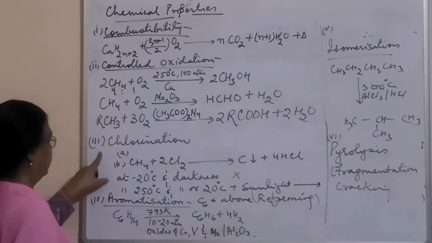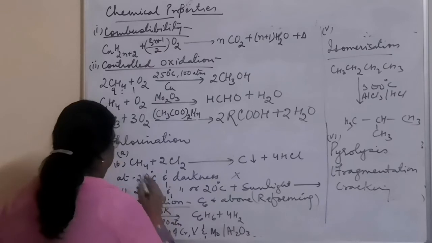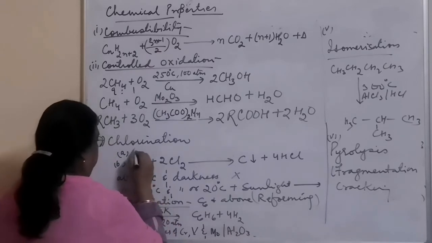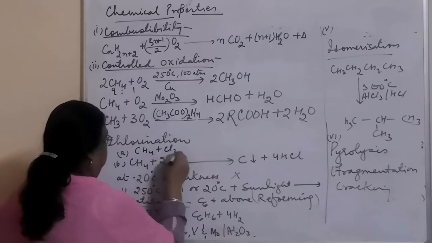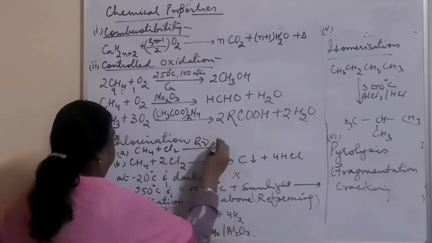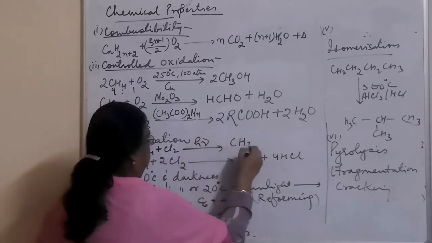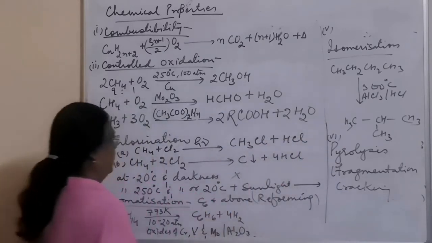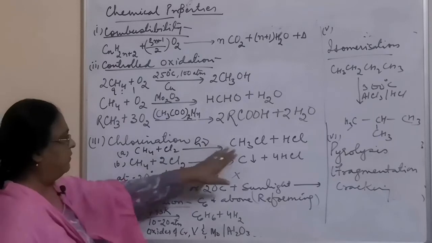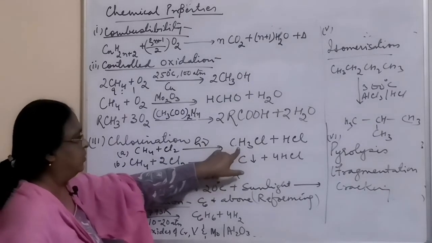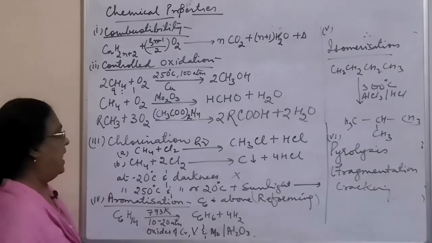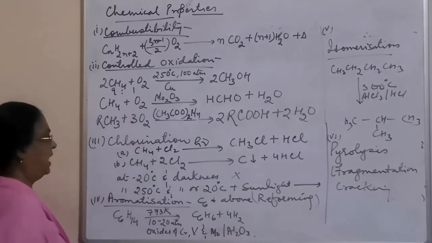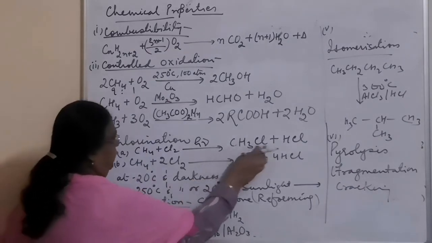Then chlorination, the reaction with chlorine. The first reaction you have done, that is methane combining with chlorine in the presence of sunlight, and you obtain CH3Cl plus HCl. This reaction you have studied in class 10. Once more it will react and all the hydrogens will be removed, and when we take excess of chlorine, we will get CCl4 and HCl.